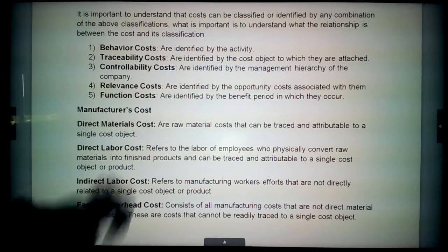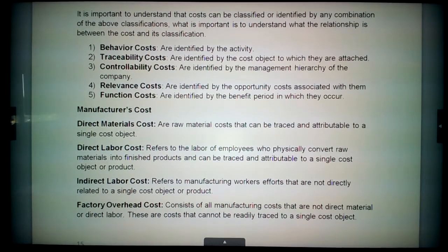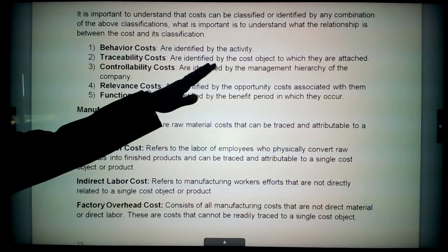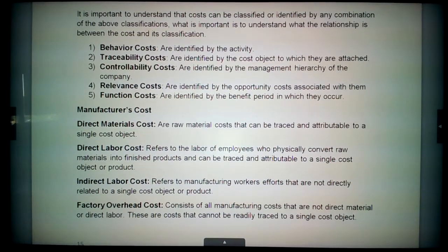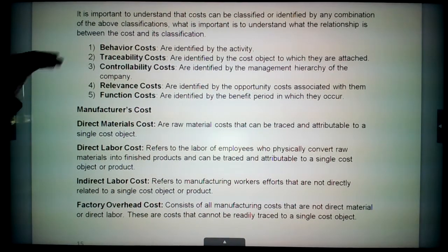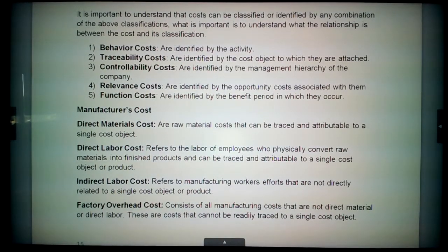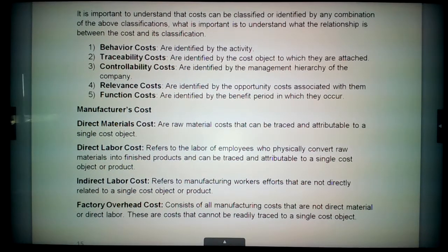Behavior costs are identified by their activity. If it's a fixed cost or a variable cost, how does the change in the activity change the cost? Traceability of the cost: is it directly attached to this? Can you directly trace it to this? Or is it one of those things where it's kind of vague? You know, well, we're paying this, but he's not really making this one product. He kind of oversees all these different things, or there's a lot of stuff going on with it. Controllability, so who has the decision making when it comes to hours, all this stuff, whose decisions affect that cost. Relevance, is it a sunk cost or is it one we can change or avoid in the future? And then the function of the cost, like I said, very important. Is this a product cost or a period cost?